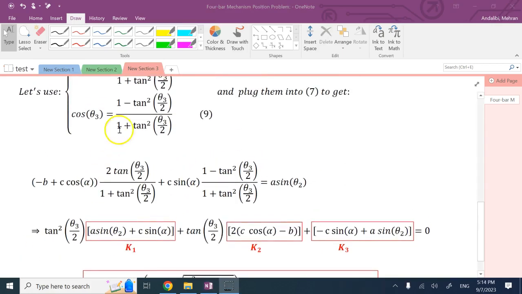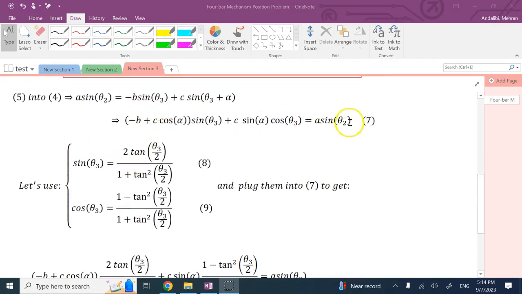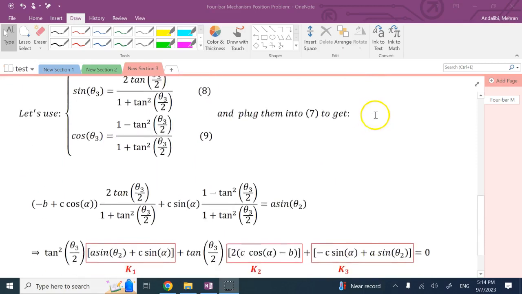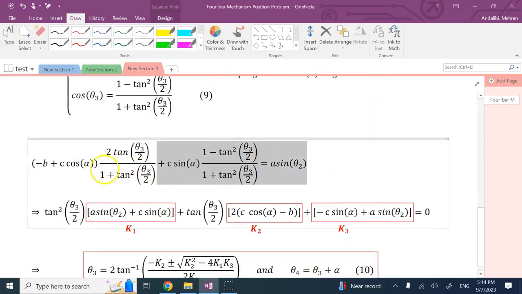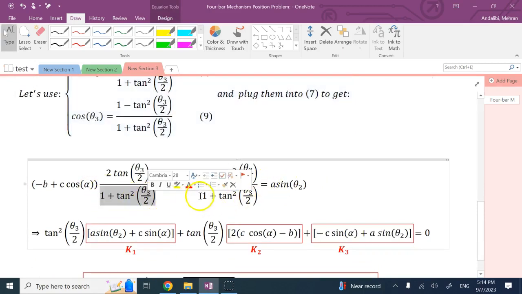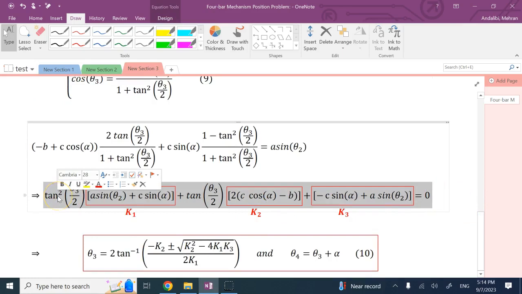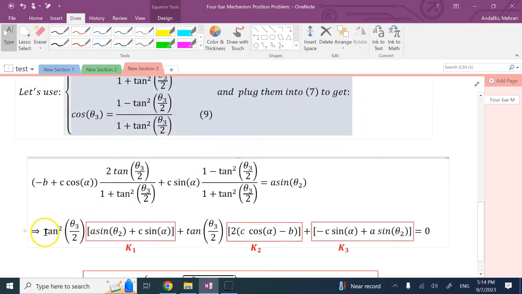Well, let's take a look. So here I plug those two identities into this equation 7, plug 8 and 9 into 7. So this is my equation now. And I multiply both sides of it by the common denominator, and then rearrange it in terms of tangent square and tangent and constant. And so now if you look at this equation, it is going to be a quadratic equation, right? There is tangent square times a constant value, right?